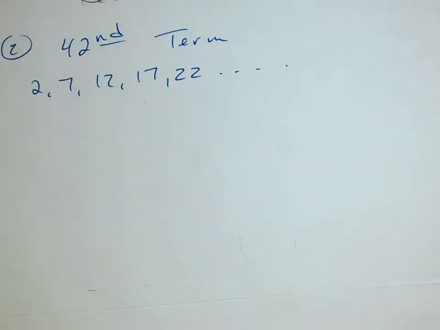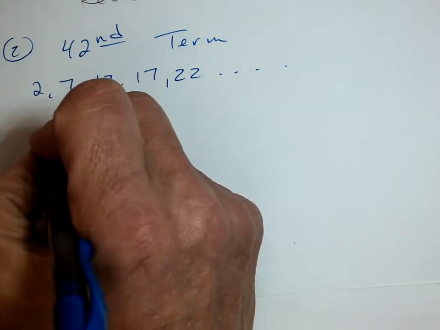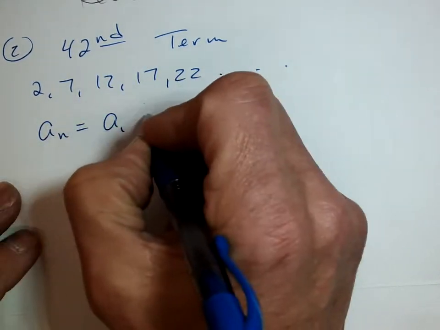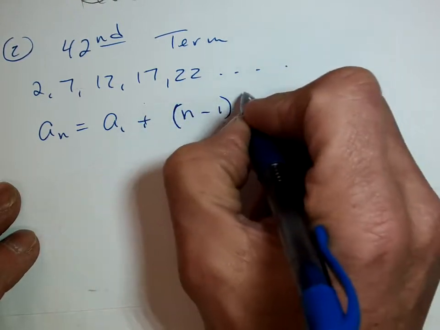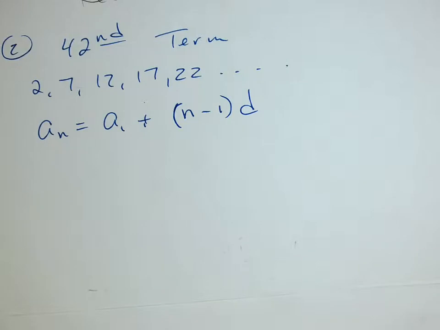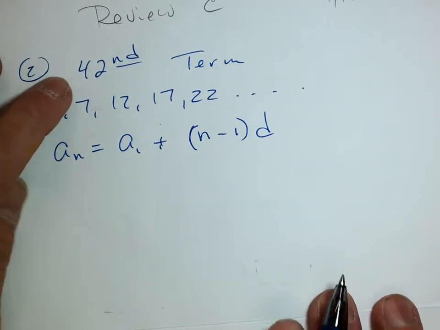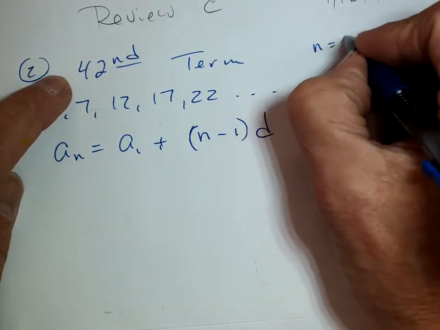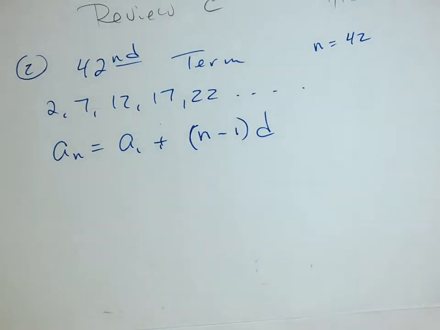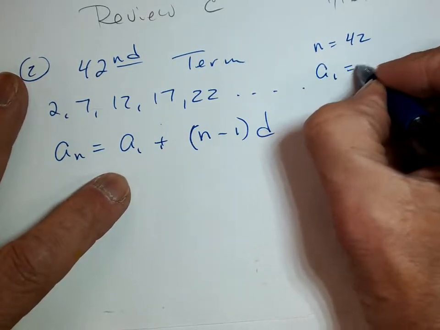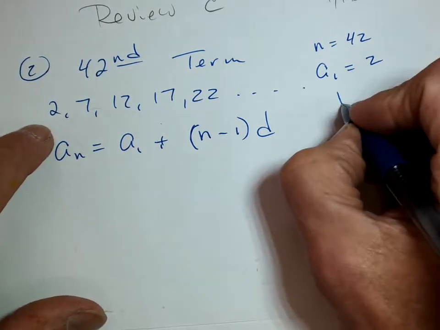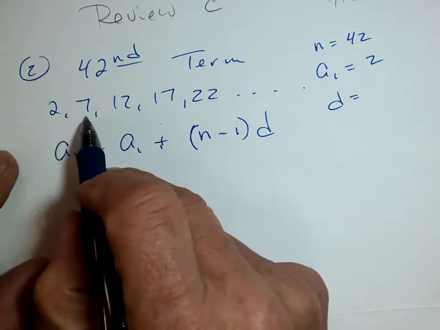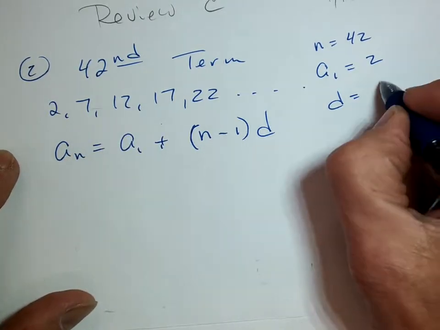So the formula I'm going to use is this. My formula is a sub n equals a sub 1 plus n minus 1 times d. Okay, so let's figure out what all these things are. In this example, n is going to be 42 because we want the 42nd term. n is always the number of terms. a sub 1 is going to be 2 because it's my first term. And d is the difference between each term, which is 5. It goes up 5, up 5, up 5, so d is 5.